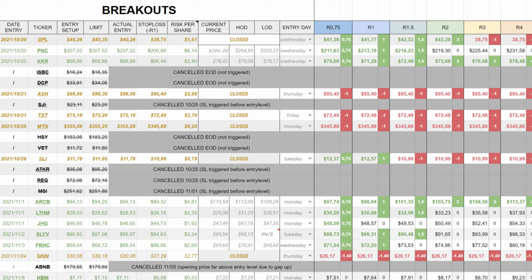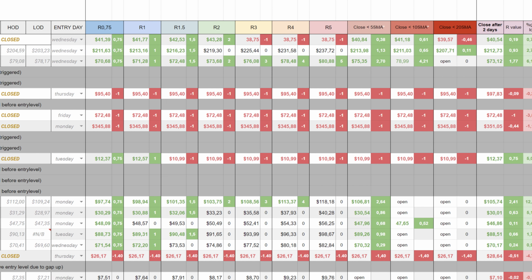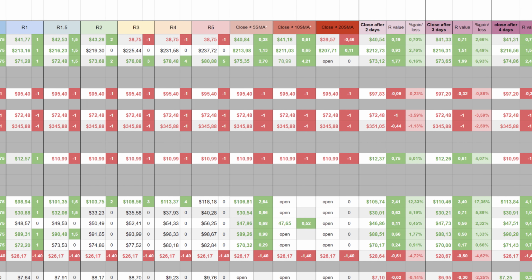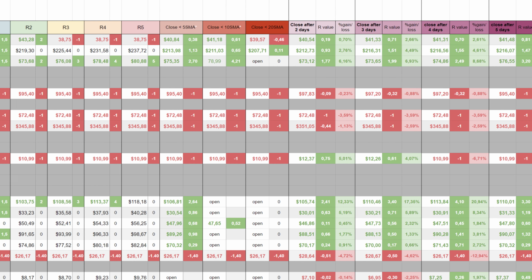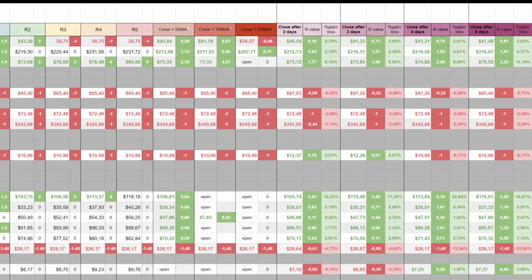This means that for each position, besides your effective exit, you also keep track of a number of alternative exits. In the course of time, you will thus get a picture of what works well, what works better, or what doesn't work at all. This follow-up is part of your trading journal.